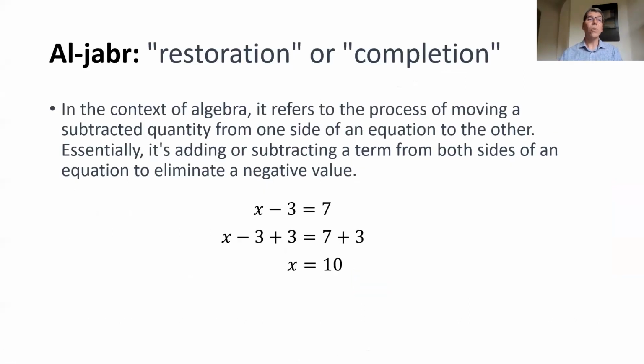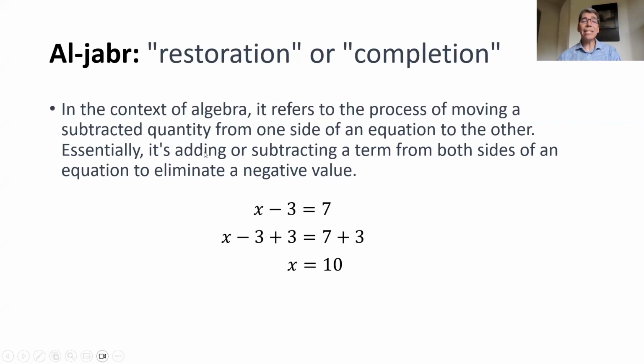So algebra comes from a word that Al-Khwarizmi developed, called al-jabr. That is in Arabic, and it means restoration or completion. That is what algebra means, to restore or to complete. And so this is basically the process of moving a quantity from one side of an equation to the other. You may have already done that. Tell me if you haven't.